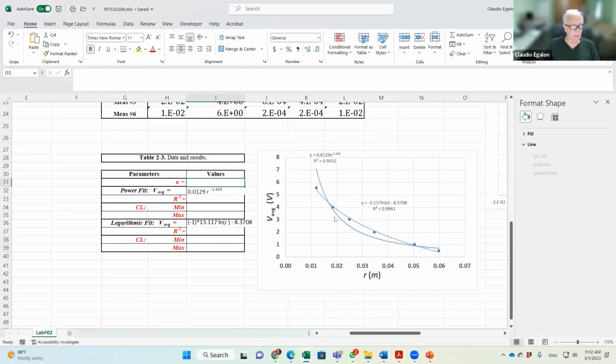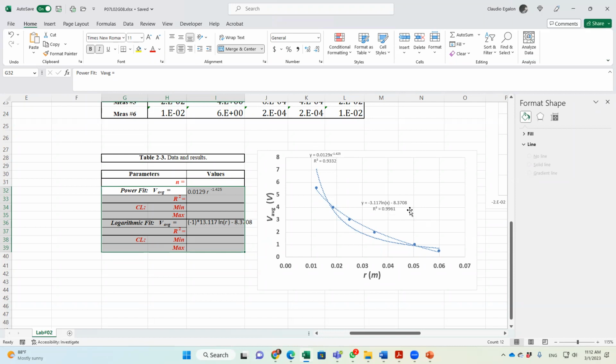Number of data points, 1, 2, 3, 4, 5, 6. Don't forget, it's the same data that we are plotting here. We're just fitting it with a different regression equation. Because the R square is larger here for the log fitting, it means that the logarithmic curve fits better than the power curve. And when you go to find out which electric charge configuration has this logarithmic behavior, you find out that it is the cylindrical distribution of charges.